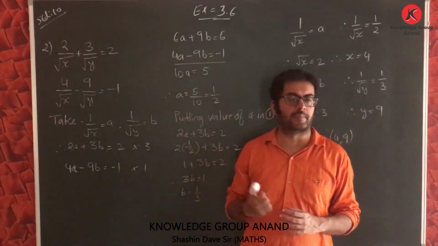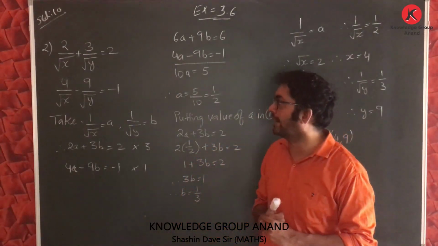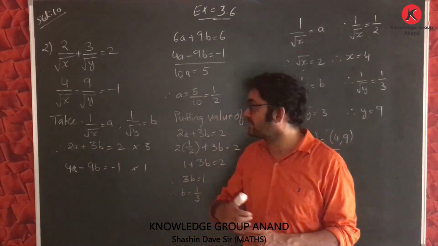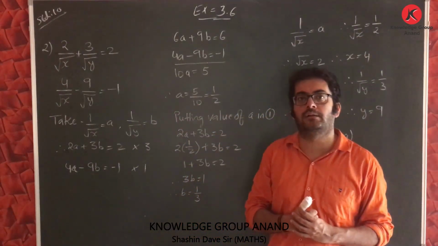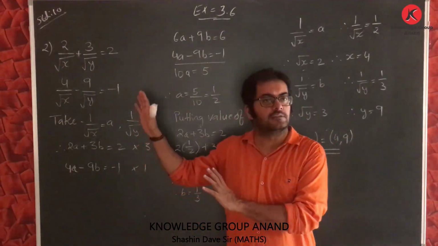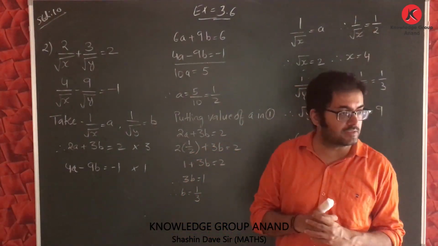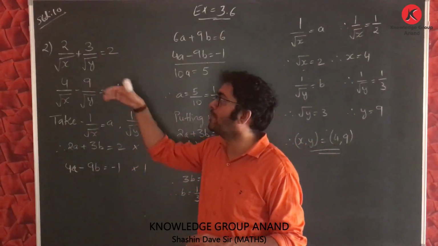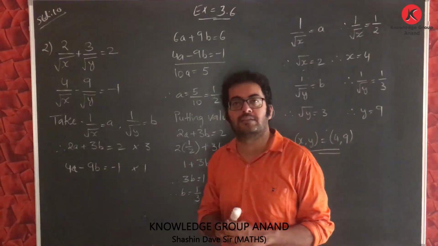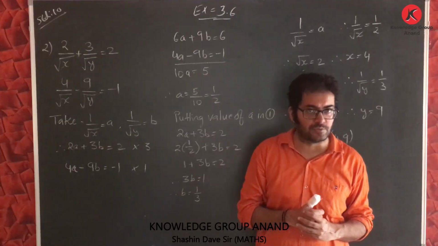Okay, so one more sum from exercise 3.6 in which we need to find the values of x and y. Now looking at the sum, you might think that this is a very difficult sum because x and y is taken in root. But nothing to be worried, it's very simple sum. Just looks difficult, but when you solve it, the sum is very, very easy. So what is the question? The question is 2 by root x plus 3 by root y is equal to 2. And the second equation is 4 by root x minus 9 by root y is equal to minus 1.